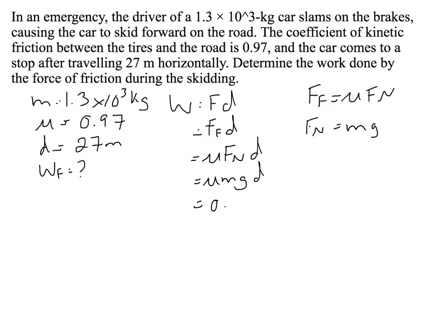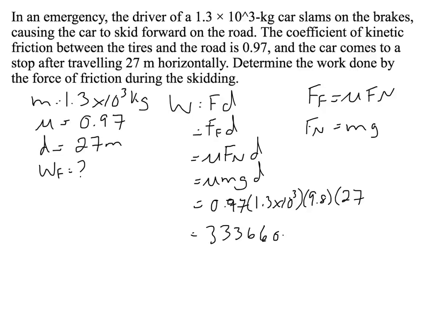So we have 0.97 times 1.3 times 10 to the 3 times 9.8 times d, which is 27. When you do that, you get 333,660.6, and we need 2 sig digs, so 3.3 times 10 to the 5 joules.